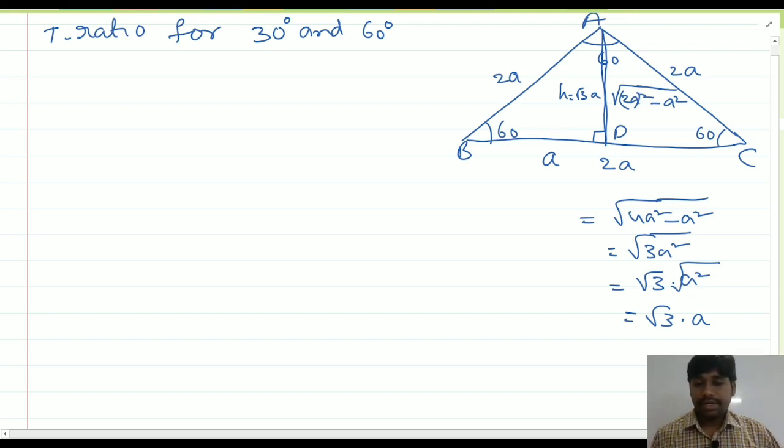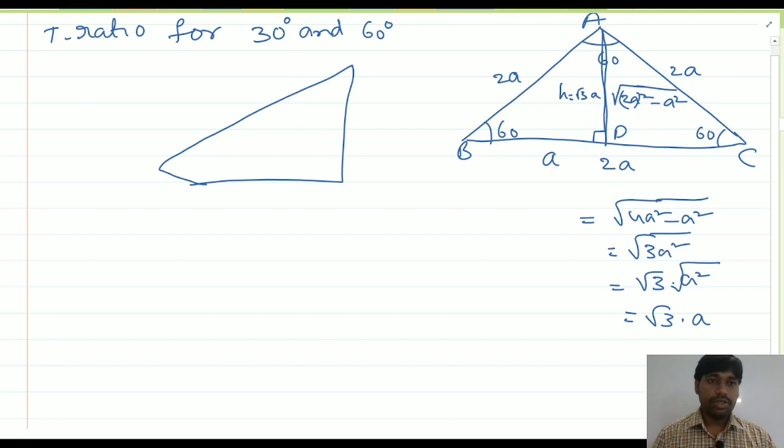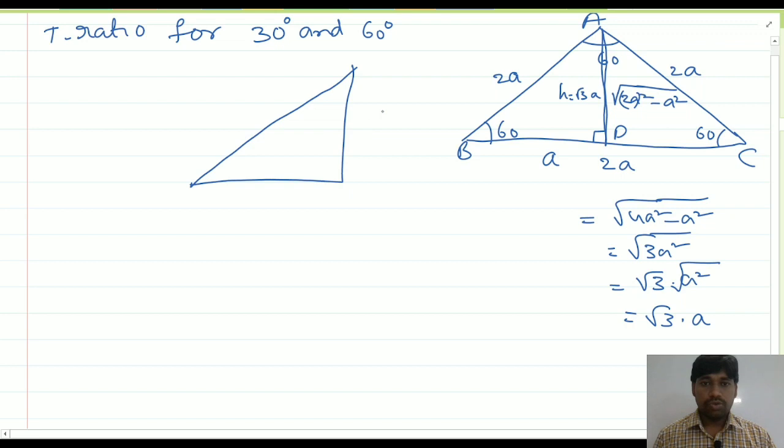So we extract the triangle now outside. From the equilateral triangle, we calculated the height, so that it became like this. It is root 3 into A, this is A, and this became 2A. As we drew the perpendicular bisector here, the angle also became half, 30 degrees, and this became 60 degrees.